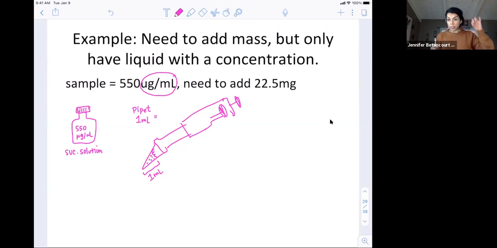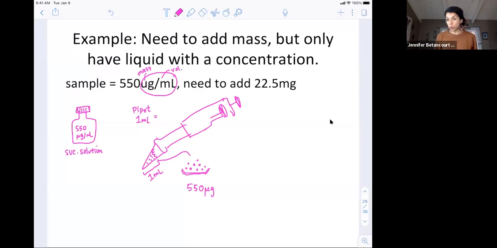If you were able to just pick out those molecules and put those molecules on a scale, so here's your little weigh boat, and you put just the molecules, somehow you were able to take just the molecules, no liquid, and weigh it on a scale, that scale would read 550 micrograms. That's what 550 micrograms per mil means. It means every time you take 1 ml of solution, you're actually taking 550 micrograms of mass, right? Because concentration is mass over volume.